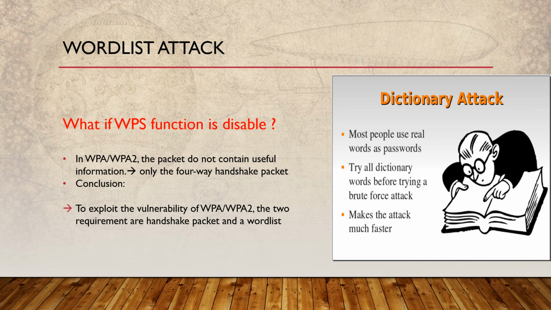To crack the key in an AP with WPS disabled, we need two things: the captured handshake packet and a wordlist. A wordlist is a list of passwords used to try to get the key of the encryption. It can be downloaded from the internet or created by an attacker.